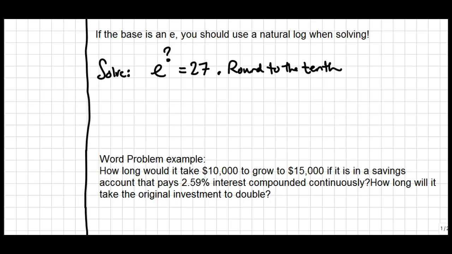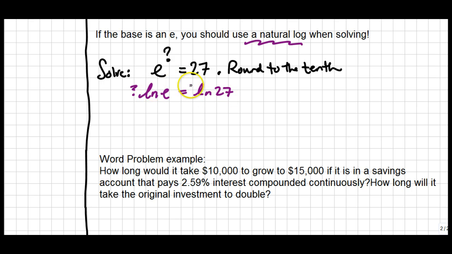So let's finish up by talking about base e problems, and then we'll do a quick word problem to finish up today. If you're solving with a base e, you should be using a natural log. Know that you don't have to. A regular log will also work in this case, but a natural log will be the easiest when there is a base e. So if I incorporate a natural log on both sides and move the exponent to the front, I end up with x natural log of e equals natural log of 27.